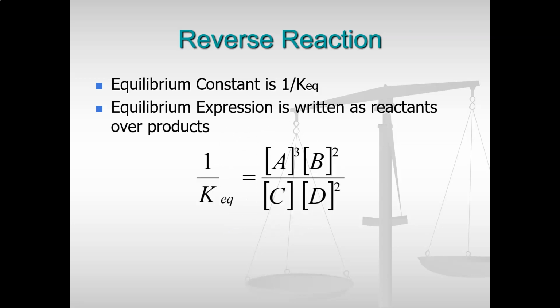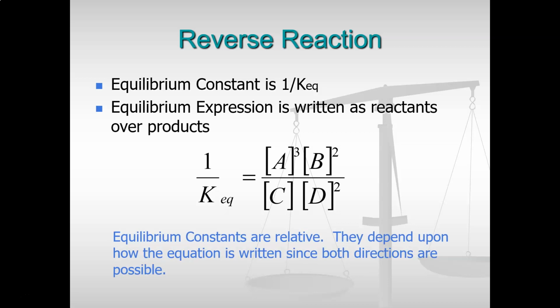So for that reaction that we did just a little ways back, it would be 1 over KEQ is equal to, remember that these were our products, but now we're doing the reverse, so they act as the reactants. These used to be our reactants, but since we're doing the reverse, they are now our products. That's the only thing that's different. We're flipping the entire expression from numerator to denominator.